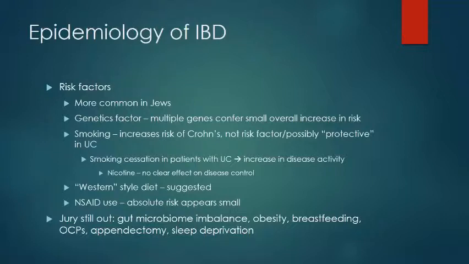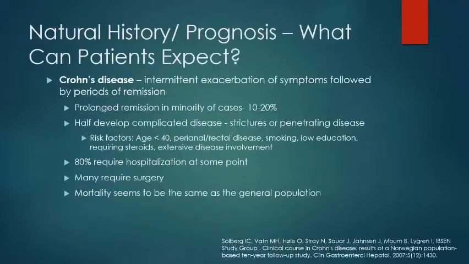NSAIDs, the absolute risk is small, but NSAIDs can cause a separate ileitis or colopathy that can look like IBD, so it's important to think about. And the jury is still out in regards to the microbiome. There's a lot of stuff going on in terms of research there. Obesity is a risk factor for pouchitis, inflammation. Breastfeeding, oral contraceptives, appendectomy, and sleep deprivation are all possible, but we are not sure.